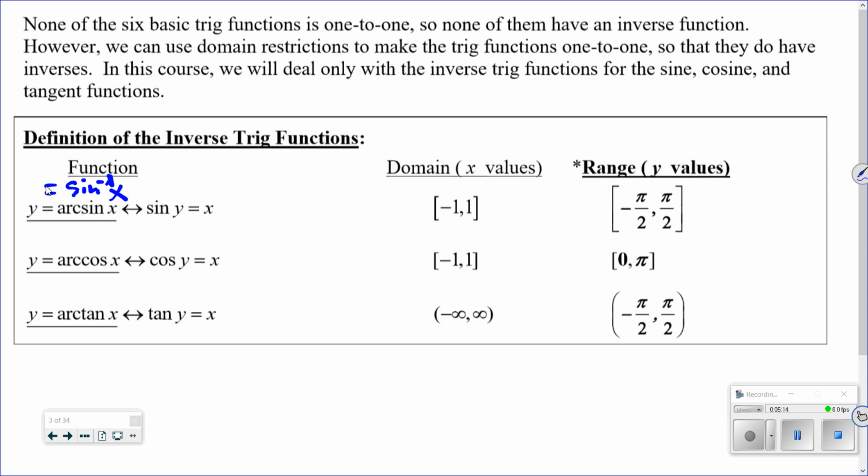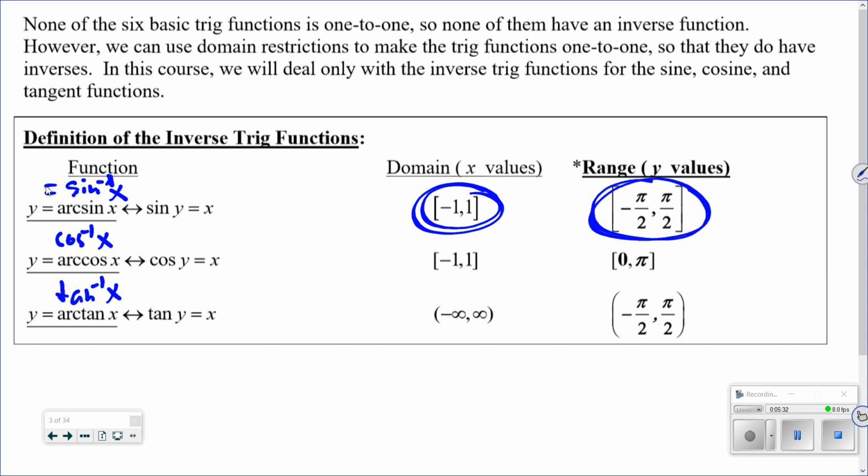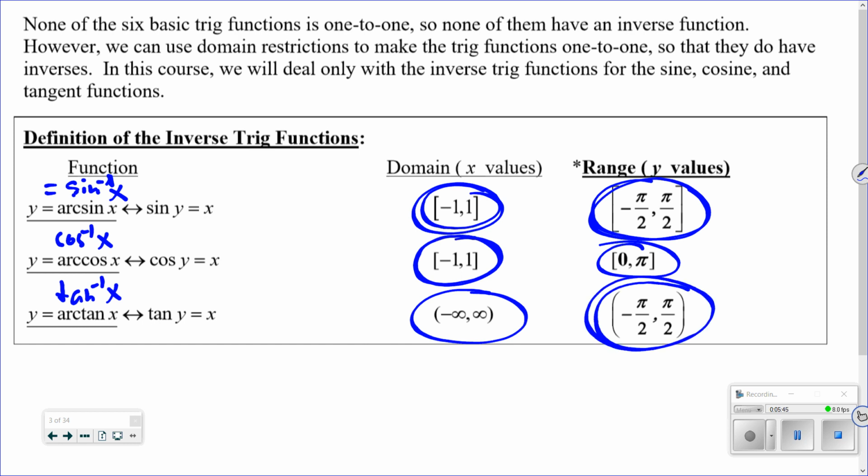Same thing with the inverse cosine. So arc sine, arc cosine, arc tangent just mean the inverse. That's all they mean. So if I'm doing the inverse sine, I can only plug in numbers between -1 and 1, and my answers I get back out will always be between -π/2 and π/2. Same thing with the cosine. I can only plug in numbers between -1 and 1. My answers I get back out will be between 0 and pi. For tangent, I can plug anything I want in. Domain is negative infinity to infinity, but my answer I get back out is between -π/2 and π/2.